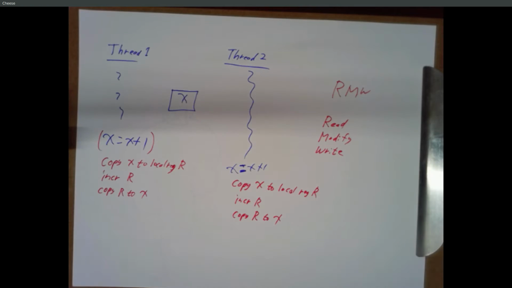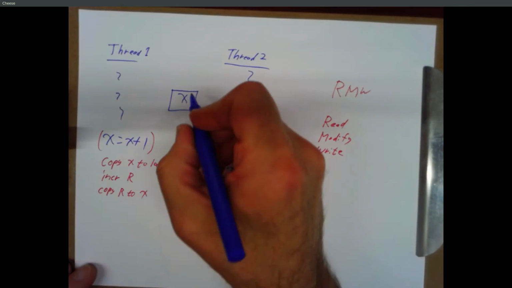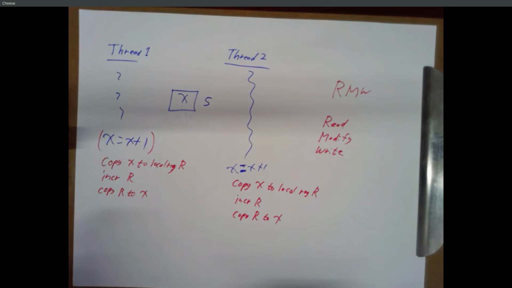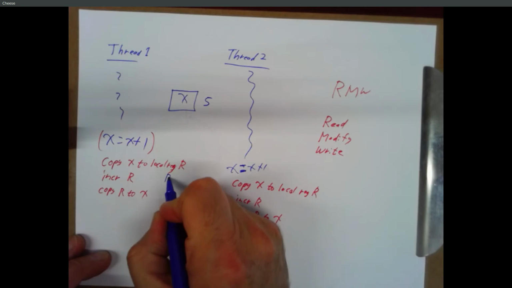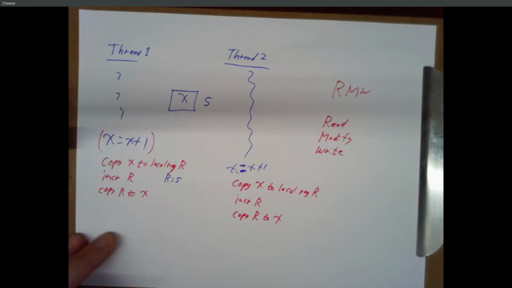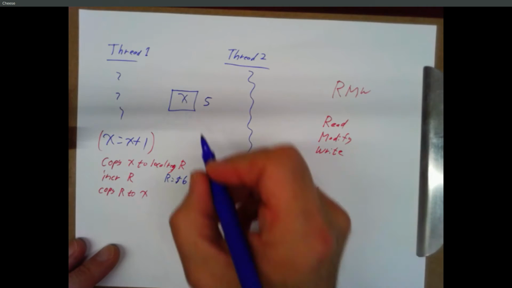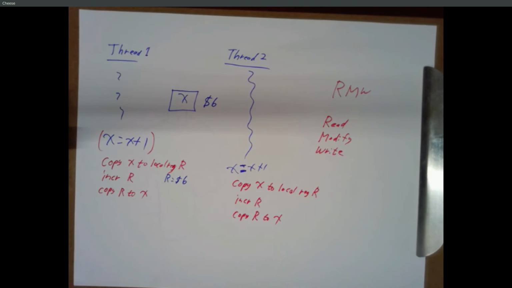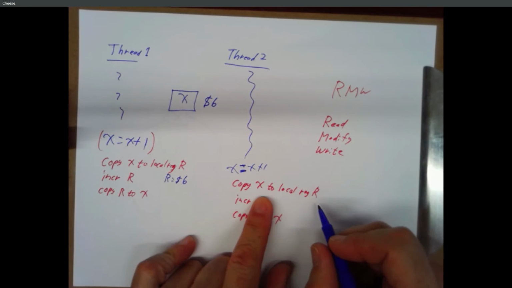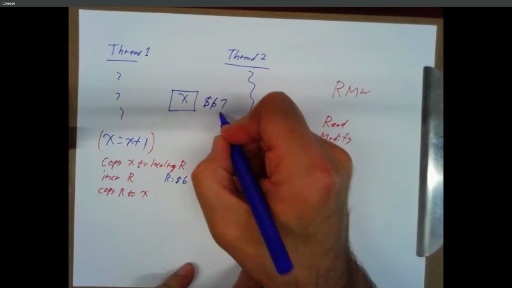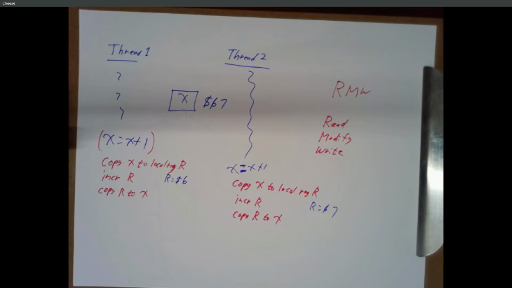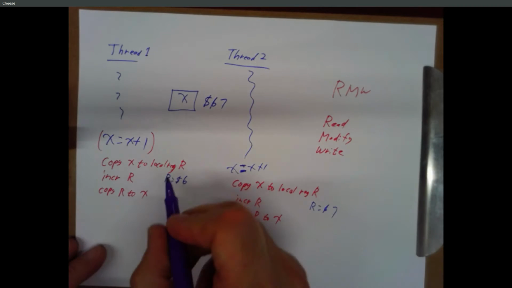So let's suppose that x is equal to 5. Okay, thread 1 executes. It says copy x to local register R. So R is equal to 5. And then it says increment R. So R becomes 6, and then we copy R to x. So x is equal to 6. And now thread 2 comes along and says copy x to its local register R. So R equals 6. Increment R is 7. Copy R to x. Now x is equal to 7. That's what we would expect would happen, right? Both threads incremented x. It started off at 5. Now it's going to be equal to 7. Okay, consider this.